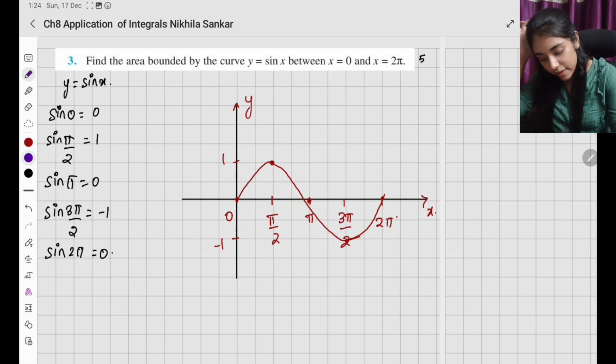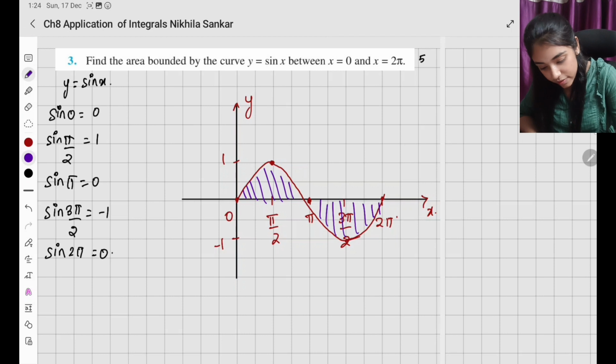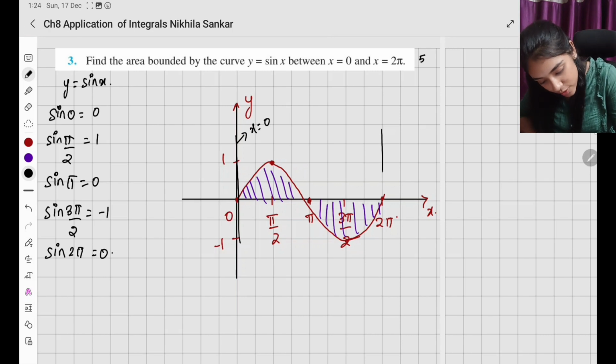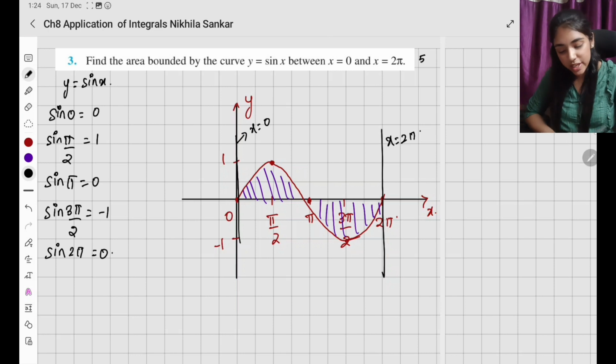Now what are they asking? They are asking to find the area. So this is what we are looking for, because they are asking for x equal to 0 and x equal to 2 pi. So the line x equals 0 and x equal to 2 pi is going to be this particular line. So it's going to be x equal to 2 pi. So we are going to find the shaded region.